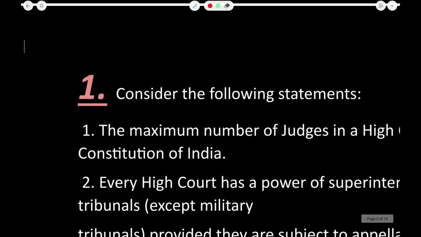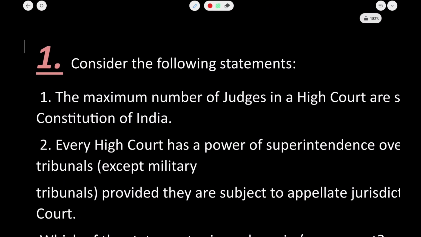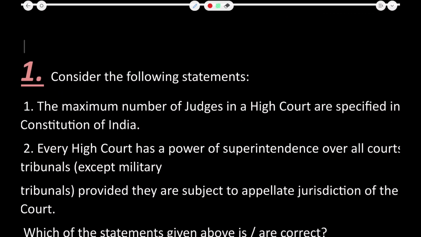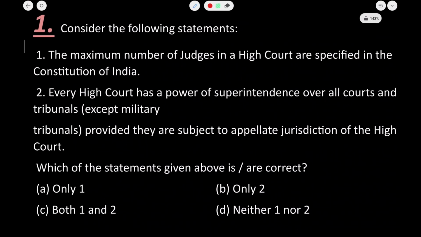Now we are done with the important facts and explanations of this chapter. Straight away we will move to the questions, and then our chapter will be complete. Let's start the questions.